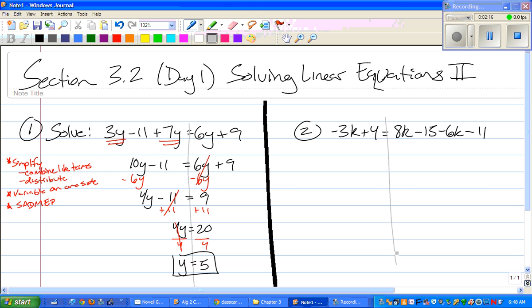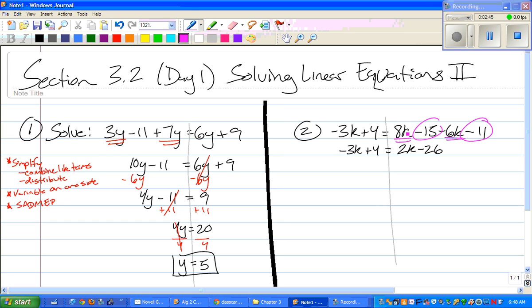All right, let's look at 2. On the right side, we have a couple different things that we can combine. Now the left side stays the same, negative 3k plus 4. 8k minus 6k is 2k. And negative 15 and negative 11 give us negative 26.